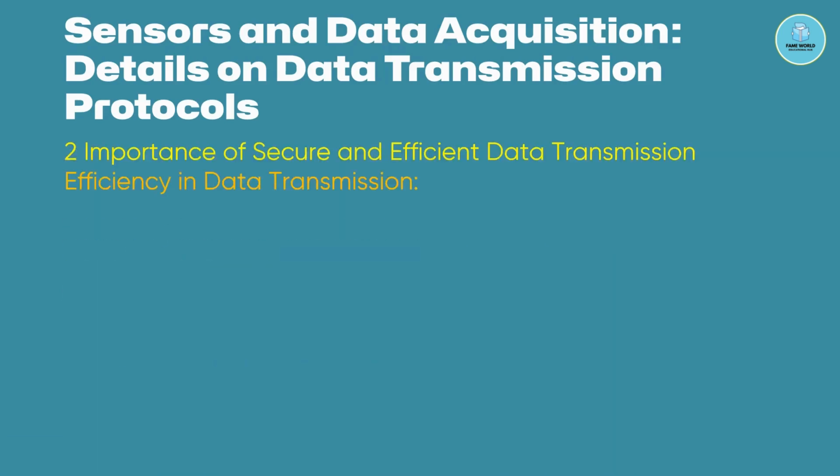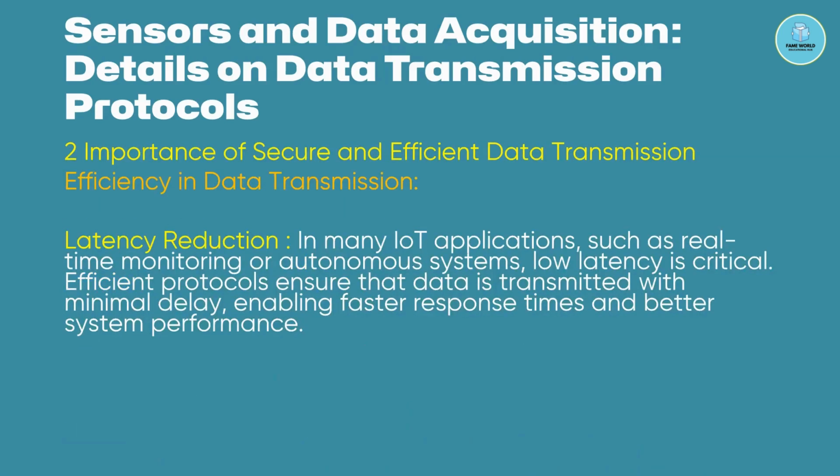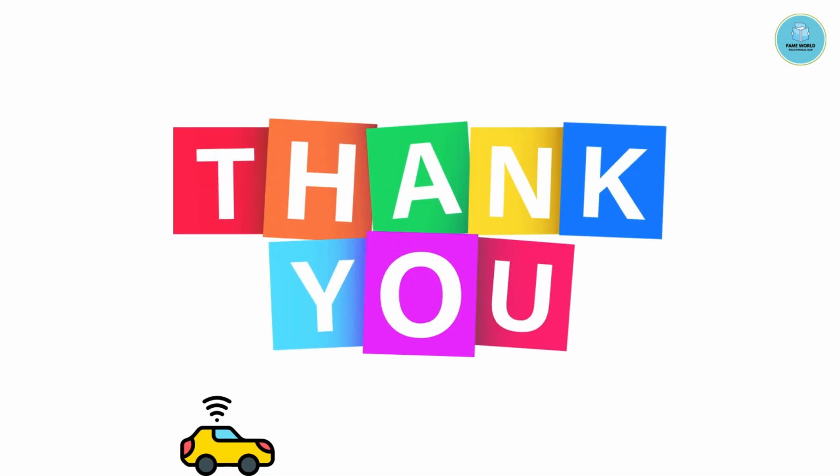Then in the efficiency of data transmission, latency reduction is also important to understand. In many IoT applications, such as real-time monitoring and autonomous systems, low latency is critical. Efficient protocols ensure that data is transmitted with minimal delay, enabling faster response times and better system performance. That is the meaning of latency reduction: data transmission should be with minimal delays and faster responses.